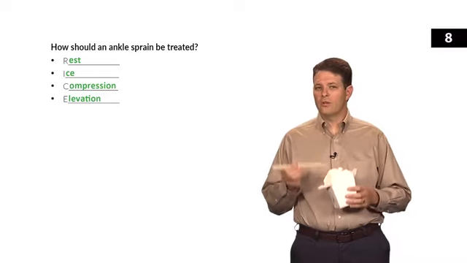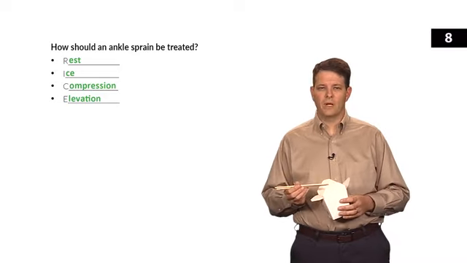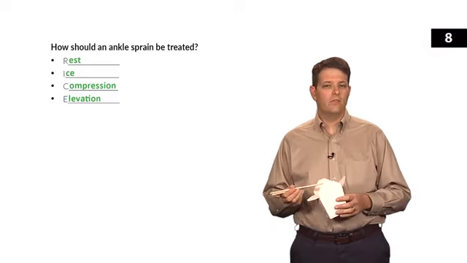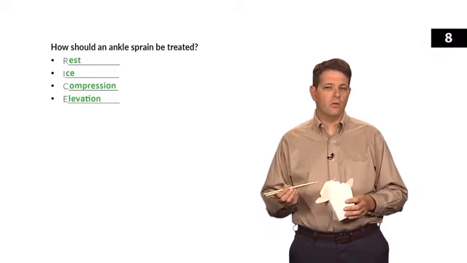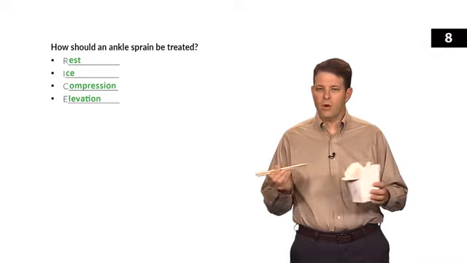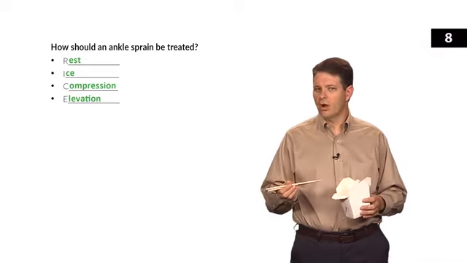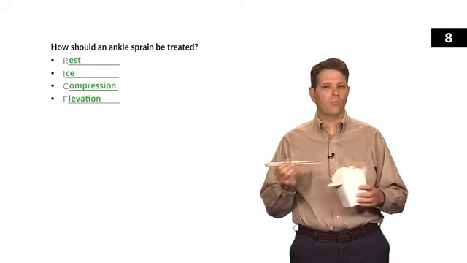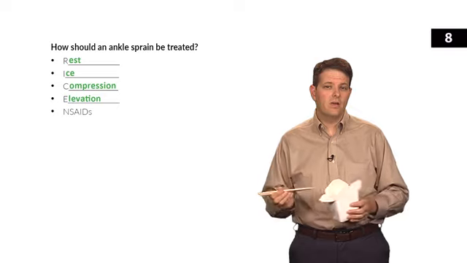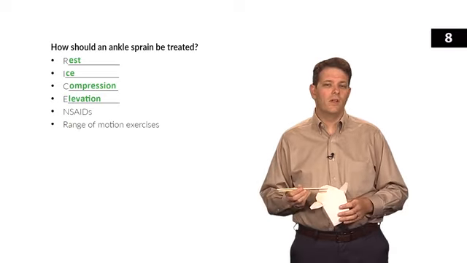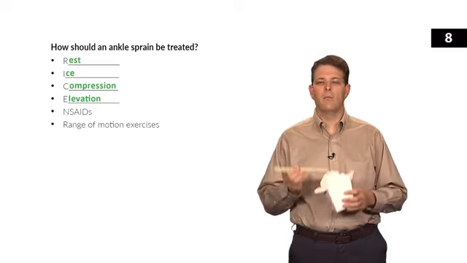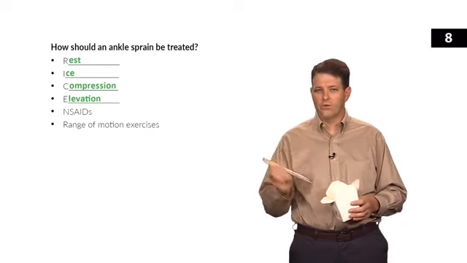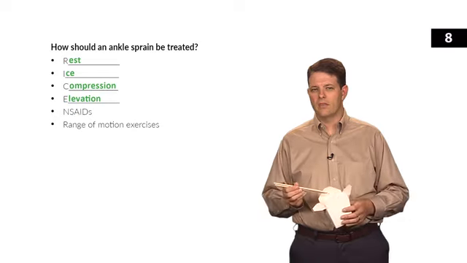Ice or cold packs for about 20 minutes every 2 hours for the first 48 hours. Compression with an ACE bandage, and then elevation of the foot above the level of the heart whenever possible to help reduce swelling. So propping the foot up, even if it's not above the heart, will help reduce the effect of gravity and pulling fluid into the area and causing more swelling. NSAIDs are also helpful in the first 48 hours, and then range of motion exercises like picking up marbles with the toes or tracing the alphabet in the air with the big toe or making circles with the foot. Those can all be helpful exercises.